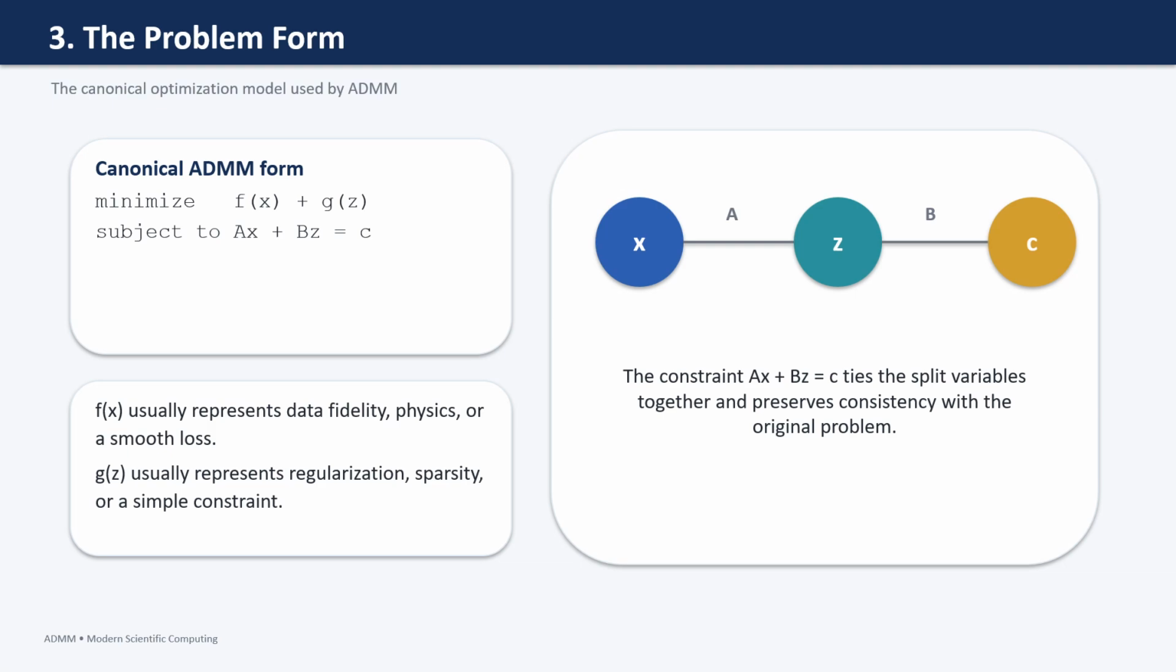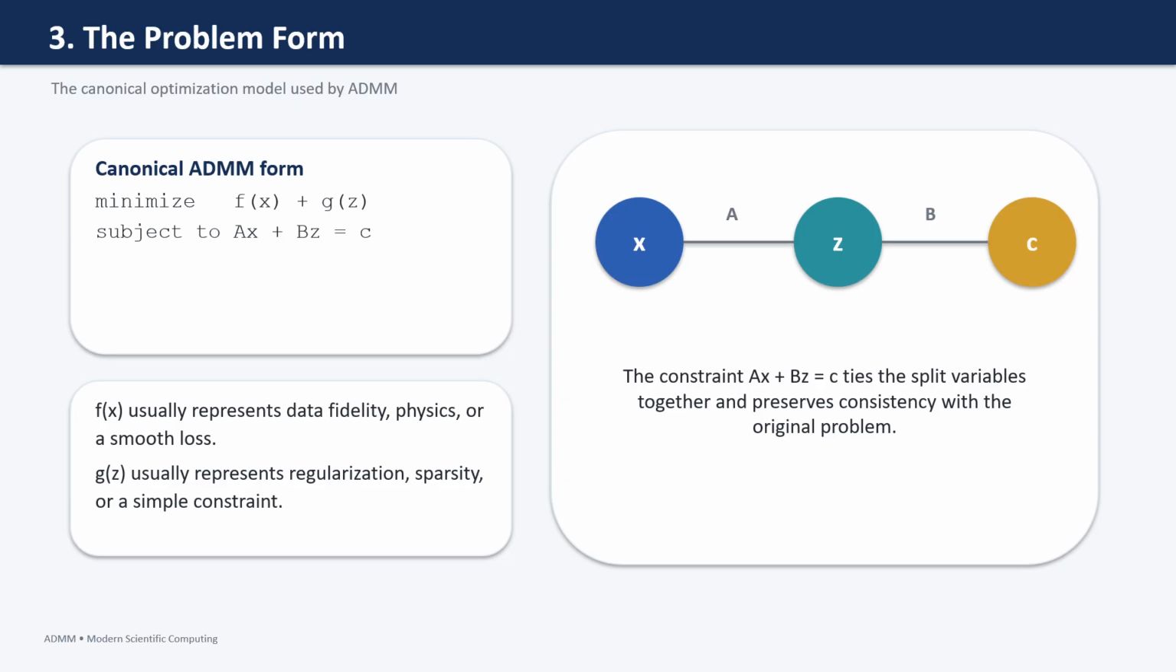of the problem. For example, it can represent, as stated before, a least squares data fitting term, maybe a physical model residual, or even a differentiable loss function. The function g of z represents the non-smooth terms such as sparsity regularization, maybe an indicator function for constraints, or projection onto a feasible set.